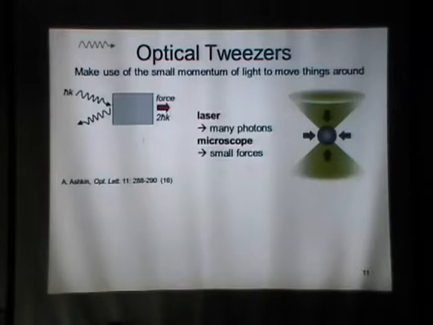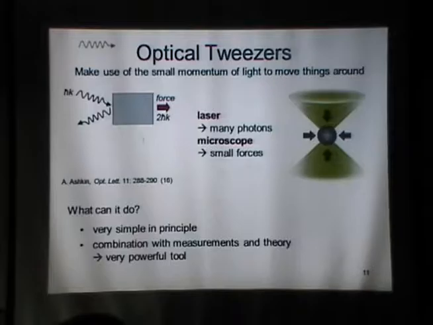Okay, so optical tweezers, in the simplest of ways, we can imagine it as photons coming to my little object. The photon will be reflected from this object, and now we have a force acting on it. If the photon has momentum h bar k, then I'll have a force acting on it of 2 h bar k. In the laser, I have many photons, but it's microscopic, so we have these small forces. What can I do with it? Well, a lot has been done. The whole thing has been developed by Arthur Ashkin many, many years ago.